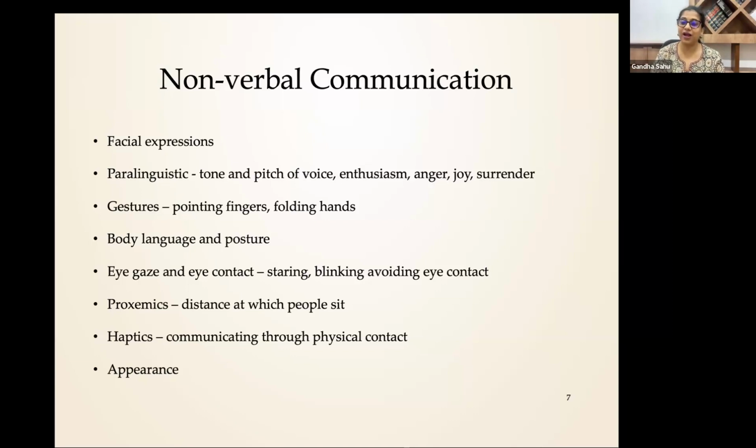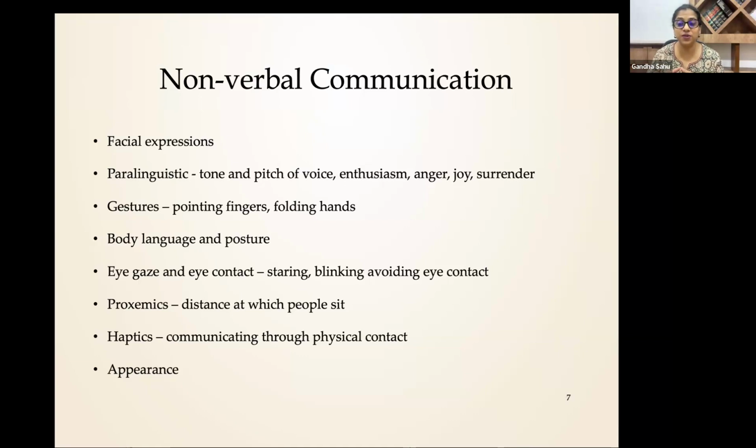And several times you will find this in clients. In fact, I had the very same experience with this individual. Even if you want to make eye contact, he will look somewhere else. So we face that, but understand that that's just the beginning. You still have to build rapport, and you do it through various techniques. Eye gaze and eye contact, as I said to you: staring, blinking, avoiding eye contact. Proxemics. So basically how you sit, next to whom you sit, and how close or how much distance you keep.